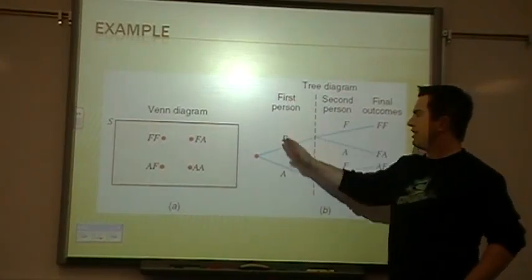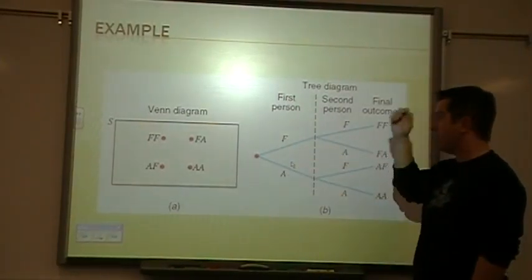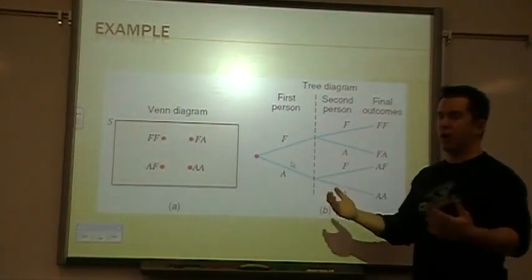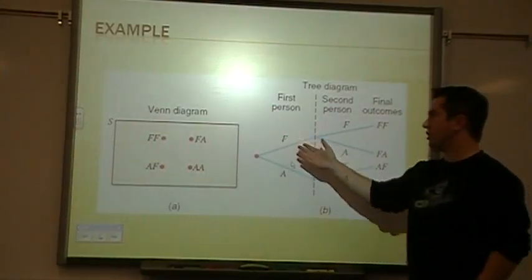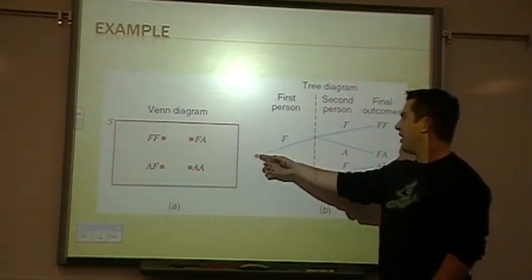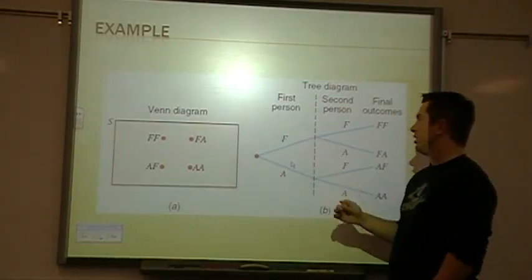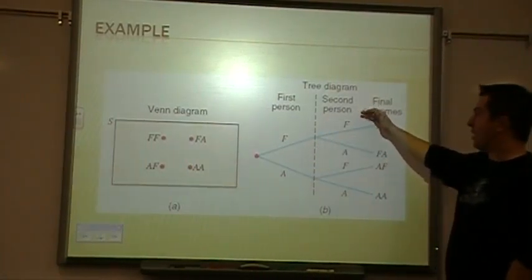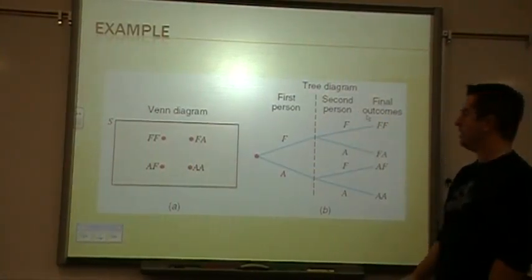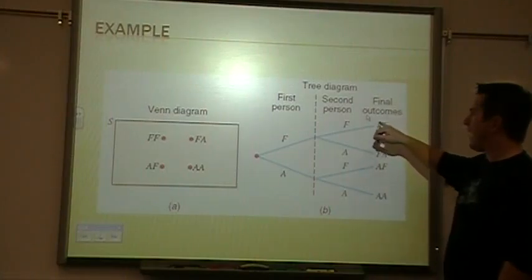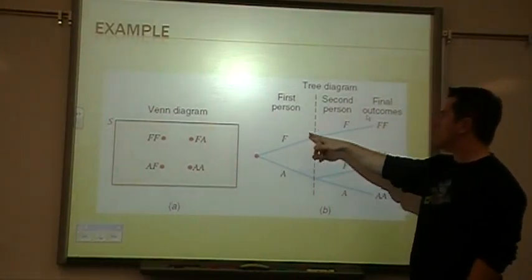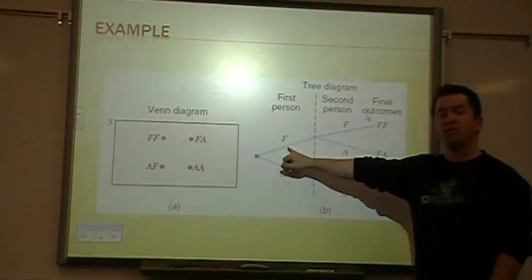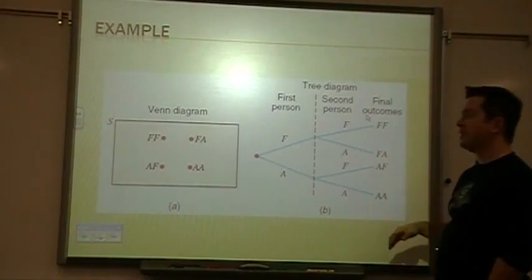We look at the first person, that's the first branch on the tree. You either got a pass or a fail, 2 options, and that's going to determine where you go on your tree. If the first person failed, you go up this branch, up the F branch, and then you go to the second person. Did they fail or did they pass the ISAT? Okay, so if the first person failed, the second person failed, your outcome would be FF. First person failed, second person passed, it's FA.